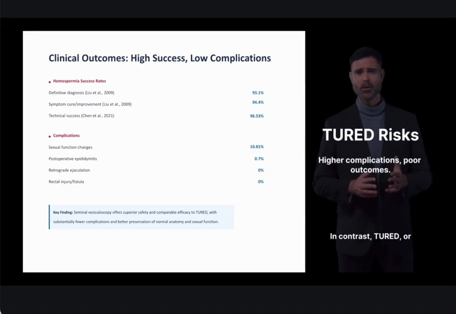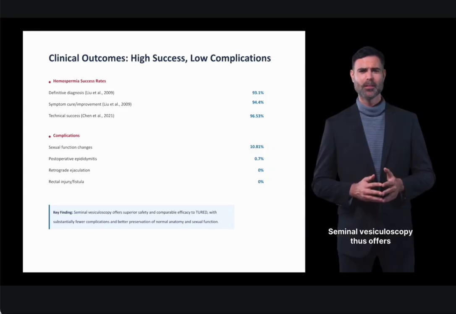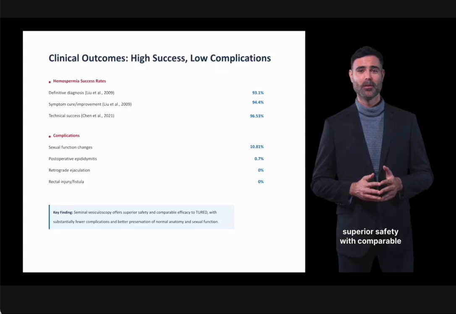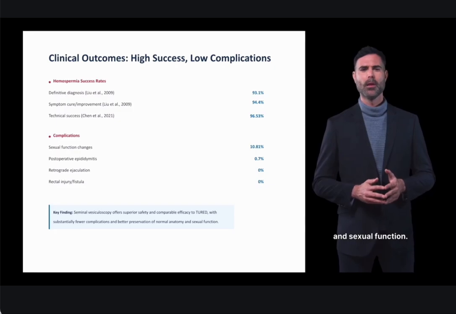In contrast, TURED, or transurethral resection of the ejaculatory ducts, often presents with higher complication rates and less favorable long-term outcomes. Seminal vesiculoscopy thus offers superior safety with comparable efficacy, alongside substantially better preservation of normal anatomy and sexual function.